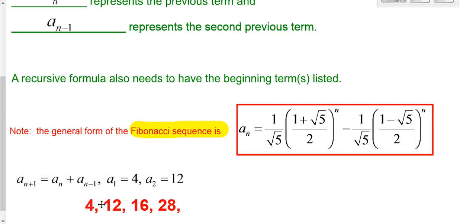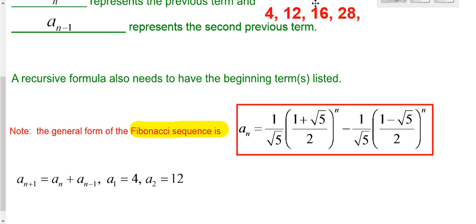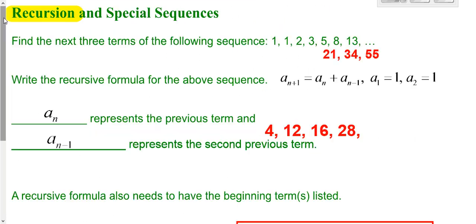So I'd have to take the 4 plus 12 to get to 16. Or the 12 plus the 16 to get to 28. Or the 16 plus the 28 to get to the next term. Now you notice what we have here in red is totally different than what we had up here in the original Fibonacci sequence. That's because we started out at a different position or different numbers. So that's why it's always important for any recursive form to start out with your given location.